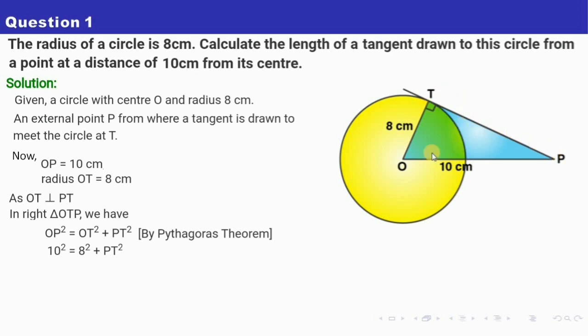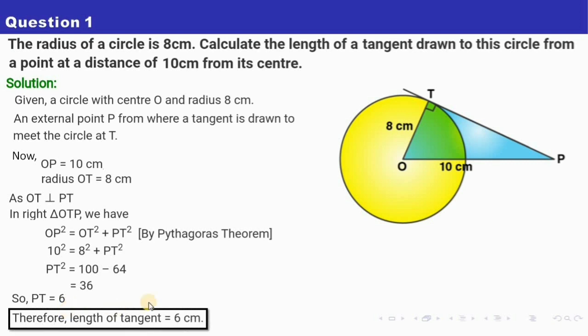That is the length of tangent. So PT square will be from here. If you calculate, it turns out to be 36. That means if PT square is 36, then what is the value of PT? PT will be square root of 36, which is 6. That's why the length of the tangent is 6 centimeter. Since the units are given in centimeter, my tangent will also be in centimeter.